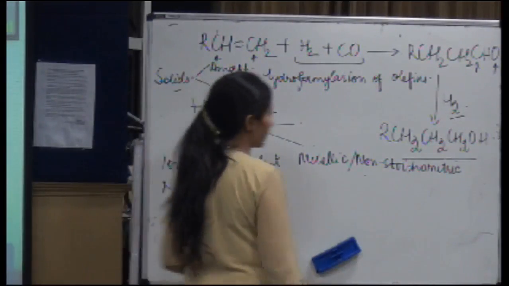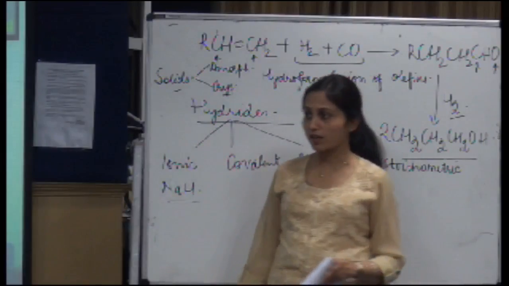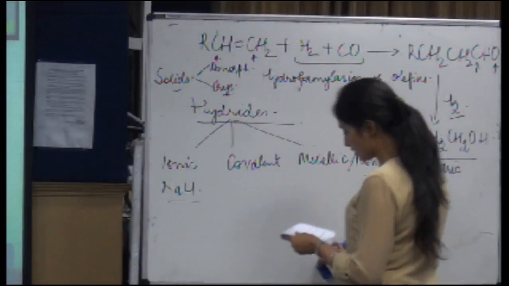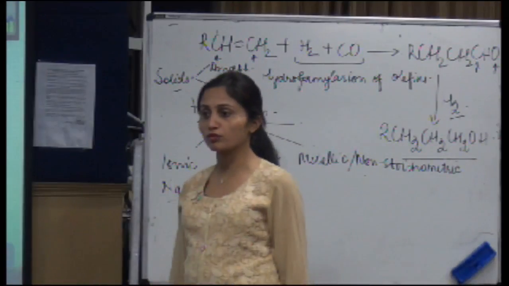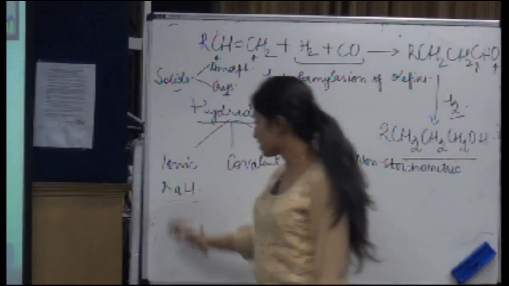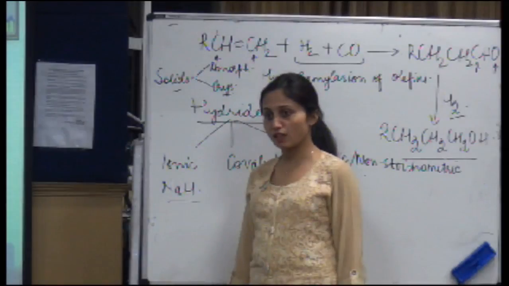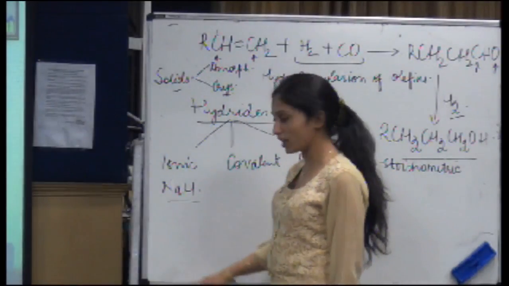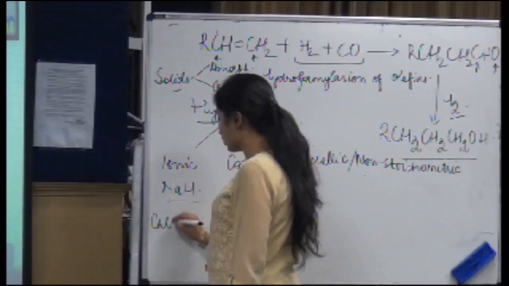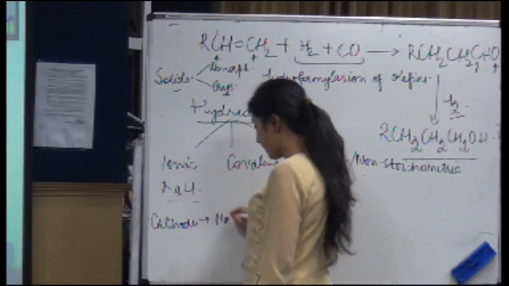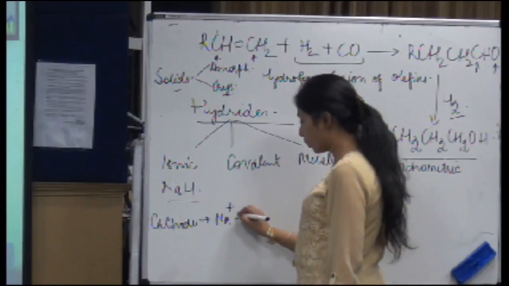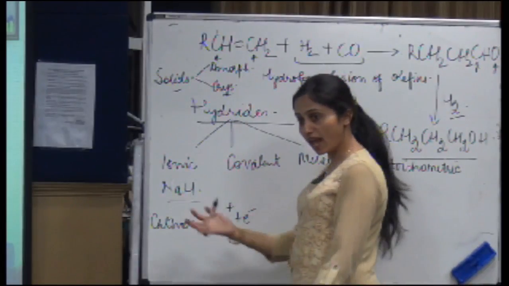You have NaH, that's an ionic hydride, where you have Na plus and H minus. Can you write down the reaction at cathode and anode for both of them? If I ask you to write down the reactions of NaH at the cathode and anode, can you write them down? At the cathode, what will be coming up? Your Na plus will accept an electron.